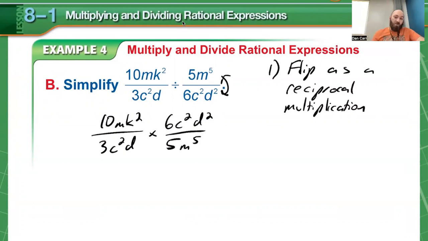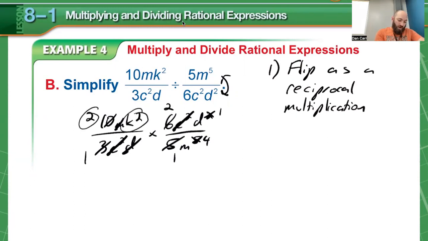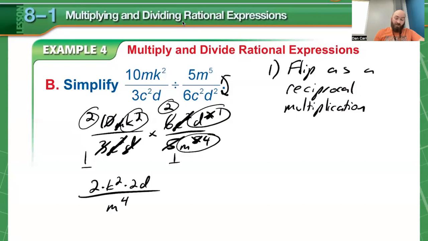So just like we did in the previous lesson, we're going to look for any common factors we can cancel. So we look vertically and diagonally. For example, I can take 5 divided by 5 is 1, 5 divided by 5 is 1, 10 divided by 5 is 2, 3 divided by 3 is 1, 6 divided by 3 is 2. I look at my variables. I have a single m here and m to the fifth, so that'll turn into m to the fourth. I have c squared and c squared, and then I have a d and d squared, so that'll turn into d to the first. In my numerator, I have 2, k squared, 2, and d. So if I put those together, I'm going to have 2 times k squared times 2 times d. My denominator, I have 1, 1, and m to the fourth. So I'll just have m to the fourth.